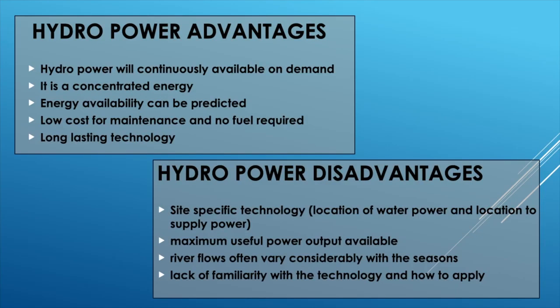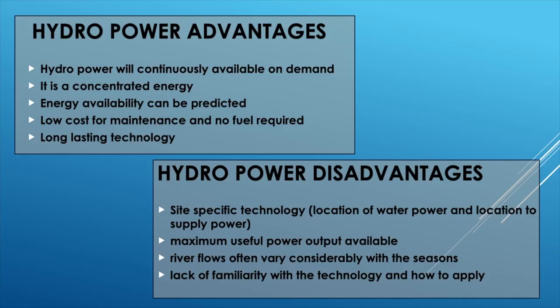For the advantages, hydropower is continuously available on demand as the water will never run out. The second one is it is a concentrated energy if it is given a specific and good location. The third one, energy availability can be predicted. We can predict the flow rate of the water and the amount of energy that can be produced.